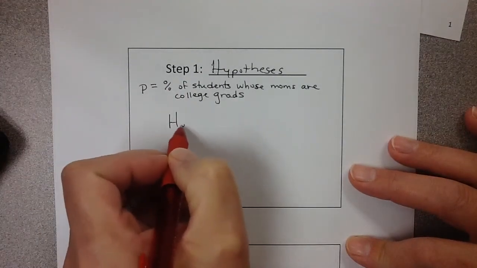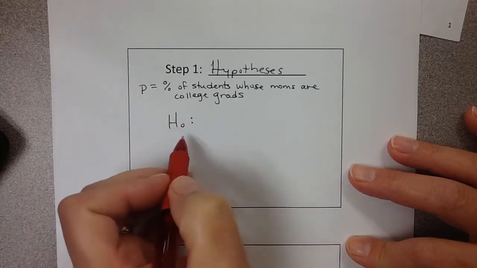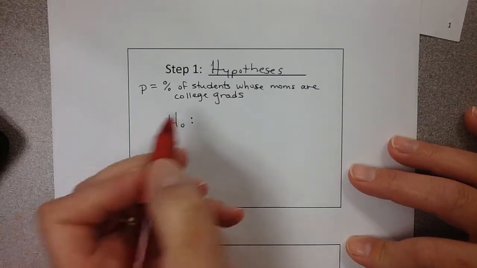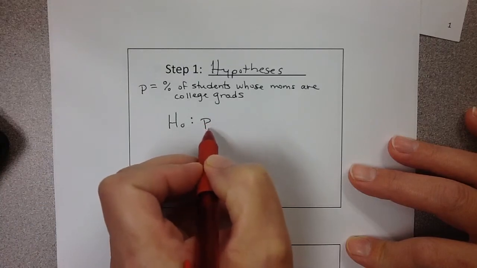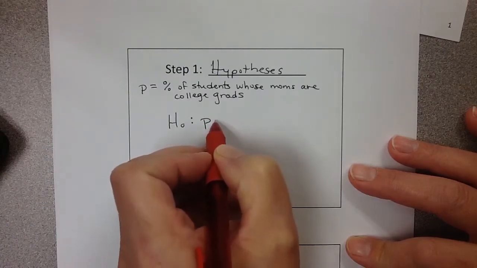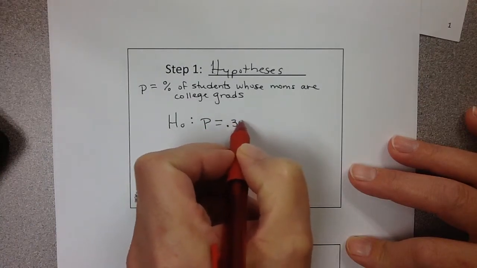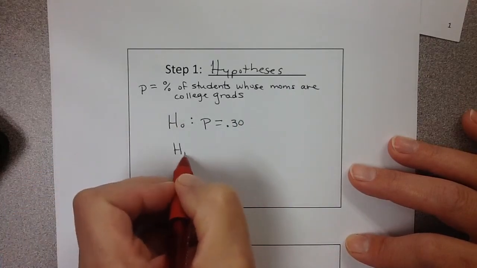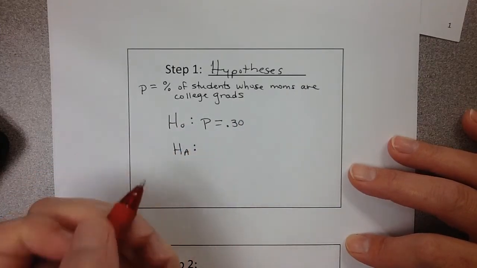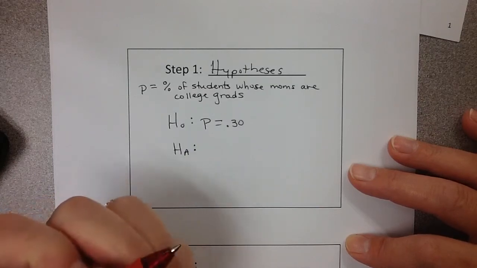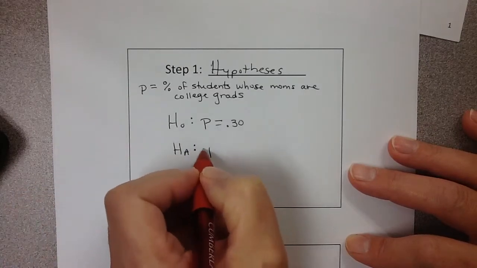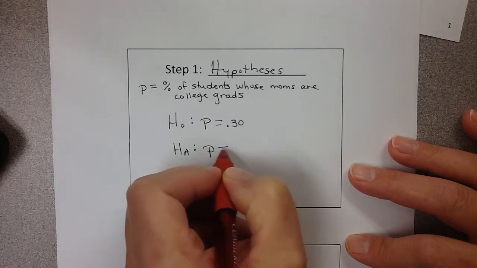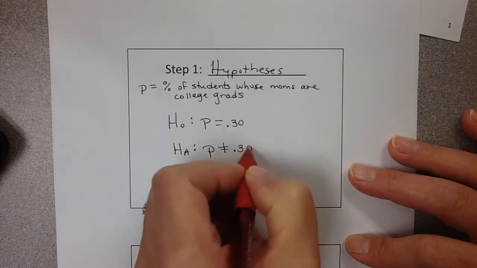Once we have that done, then we write our null hypothesis, H naught, which is status quo. Nothing has changed. So the percentage of students whose moms have graduated college is still equal to 30%. So you could say 0.30 or 0.3. The alternative hypothesis is what we're really looking for evidence of, and that's evidence of a change. A change means that that population parameter is no longer 30%.